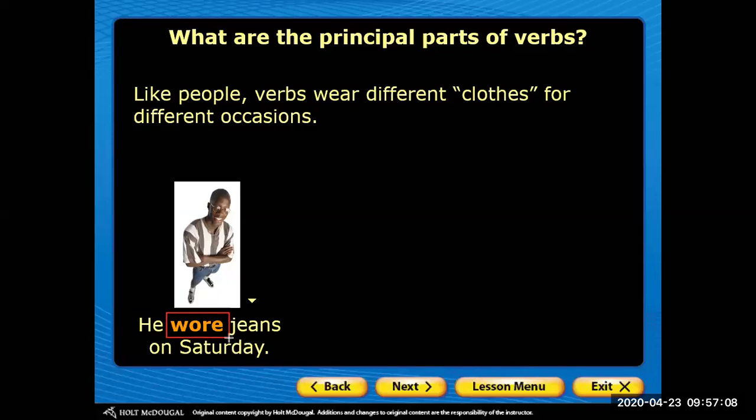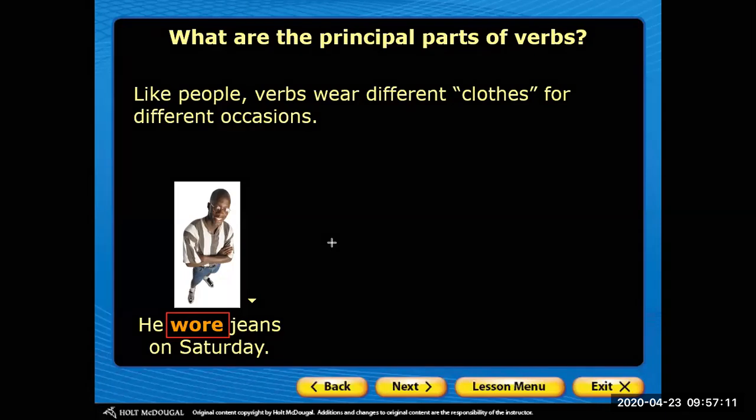Did you know that the verb wore is a different form of the verb wear? Yeah, very good. So we are talking about the verb wear here, right? We are talking about the verb wear. All right?